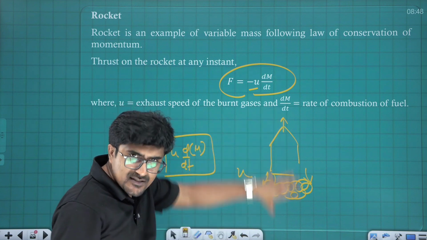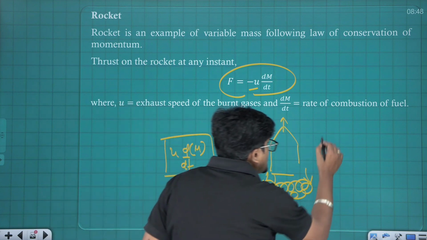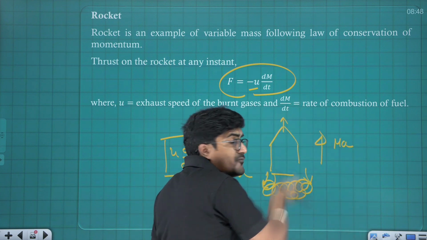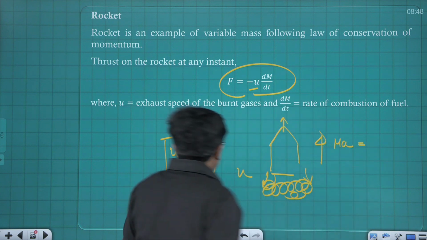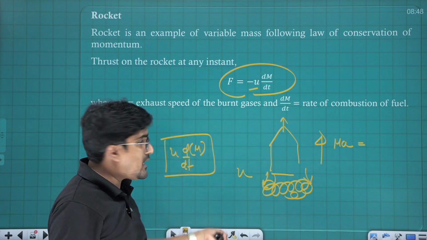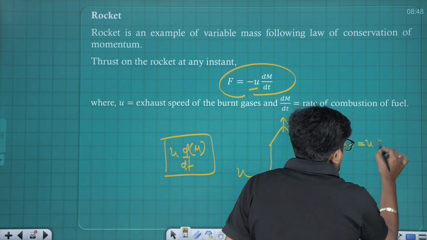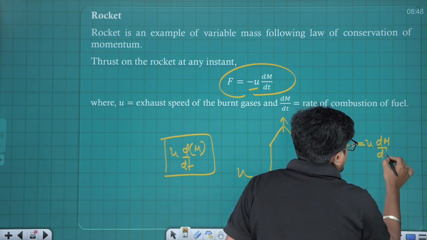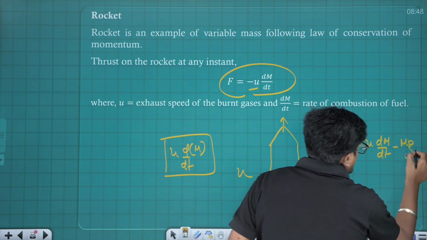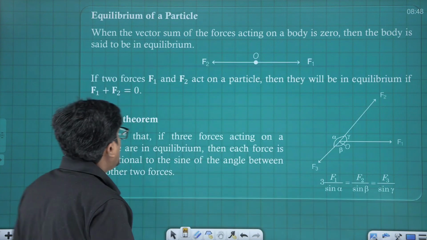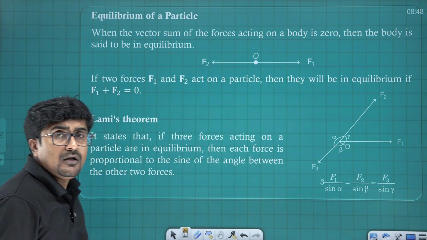Other than that, weight is there. So if you want the final expression, m into a upward, that means the net force experienced in the upward direction, is the thrust, the upward force being provided by the engine, that is u into dm by dt minus m into g. This can be the final expression. All right. Next is equilibrium.